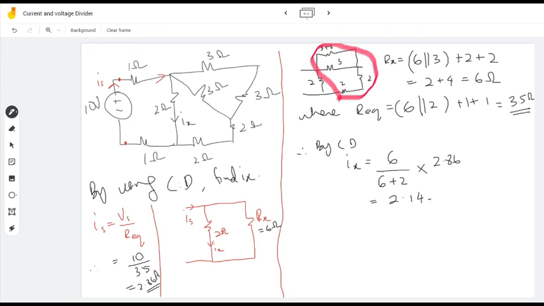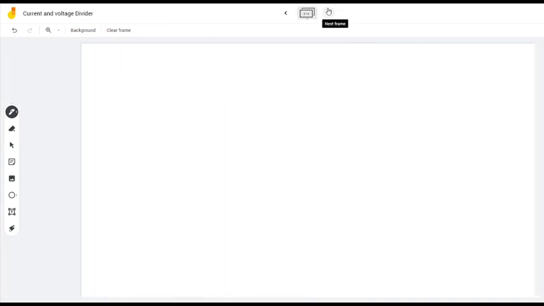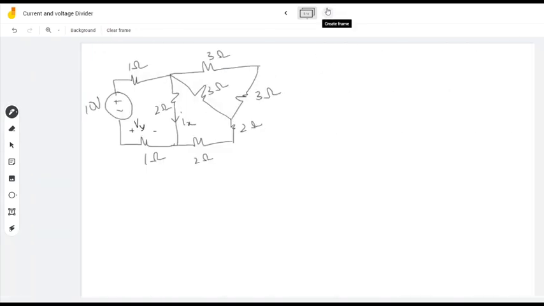What's the unit? Yep, you are right. It is 2.14 ampere. Okay. Now, I put another page actually. I was thinking that I should use this for the class.